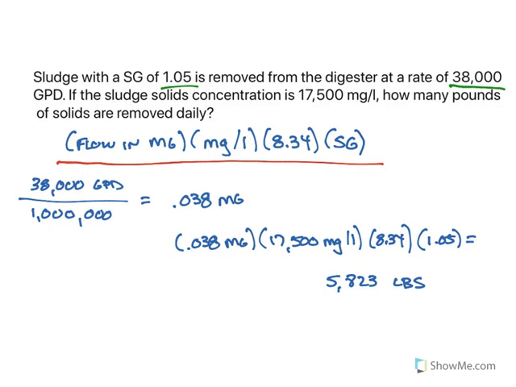Pounds formula: flow in million gallons times milligrams per liter times 8.34 times specific gravity, possibly, if you're given a figure. So that's how to do the math on the first part of the chapter. I'll do another video on some of the other math going forward.